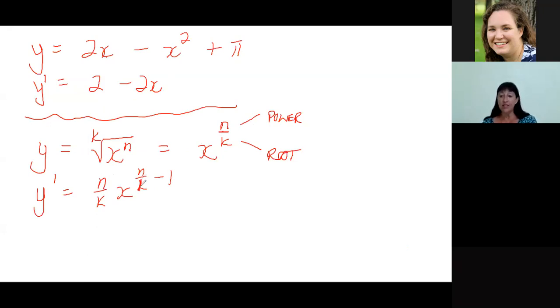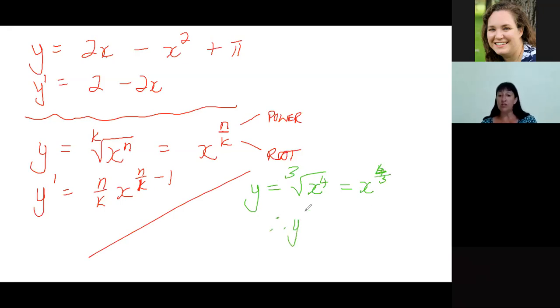So let's do an example of that. I'm going to do it right here. I'm going to choose an easier one: the cube root of x to the 4. If I wanted to find the derivative of that, because it's a surd form, I first need to change it to a fractional power, so the power over the root. And then I am ready to take the derivative. Bring the power forward. There's a 1 in front, so 1 times 4 over 3 is 4 over 3. Keep the x and subtract 1. 4 over 3 minus 1 is a third.